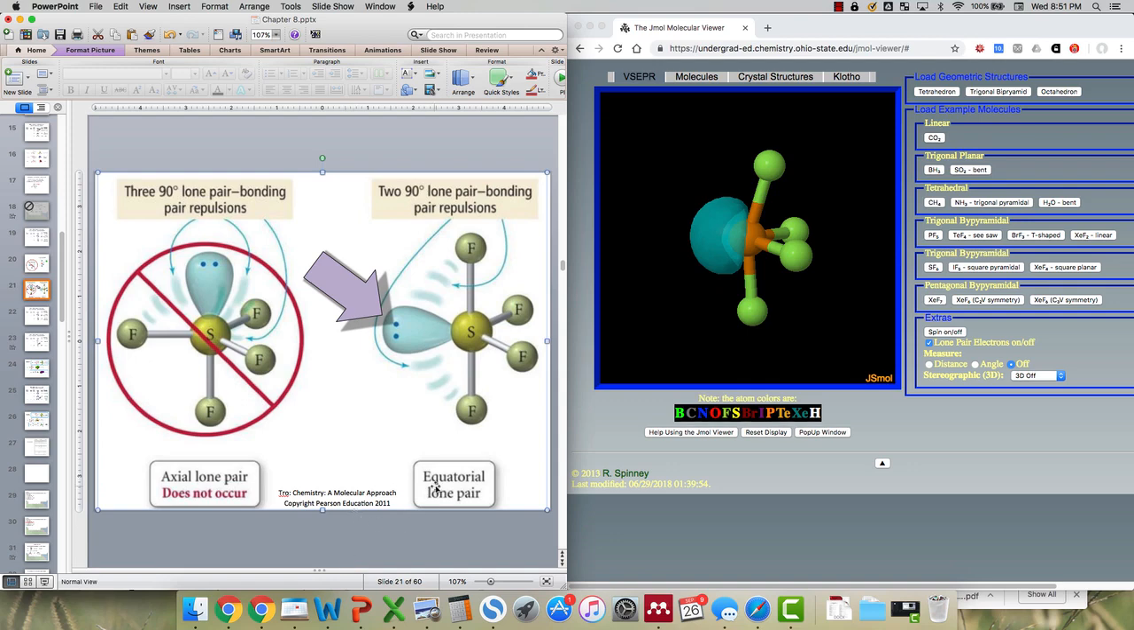Sure, you gain a couple more repulsions to atoms that are 120 degrees away when you put the lone pair in the equator, but that's overall better because there's less of these stronger repulsions between the lone pair and the atoms 90 degrees away. So because of that, when you put 1, 2, or 3 lone pairs into this trigonal bipyramidal shape, they all go in the equator because that minimizes repulsions to atoms that are 90 degrees away.